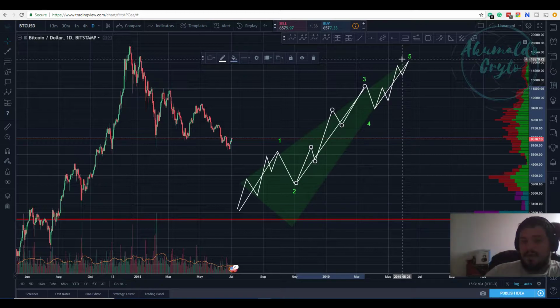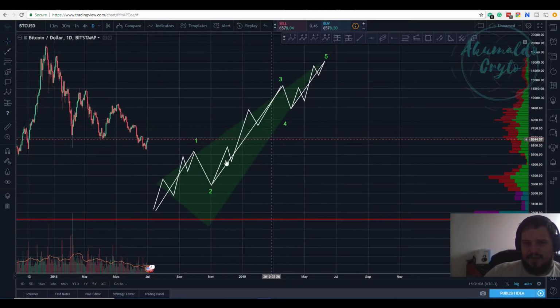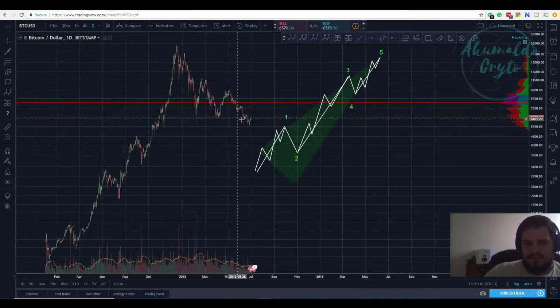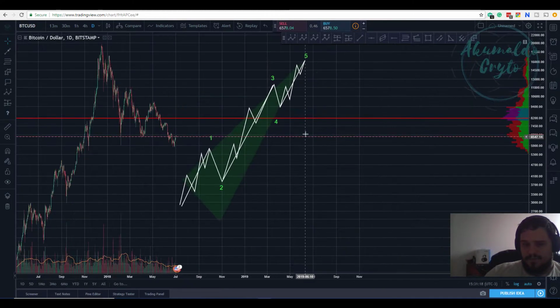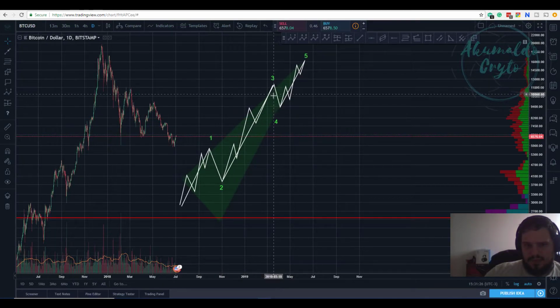Okay. What I am going to talk about today is corrective patterns. What is a corrective pattern? After we have an impulse wave, we have a corrective pattern. This is two and this is three here. This pattern that we have inside of a two or four is an ABC.